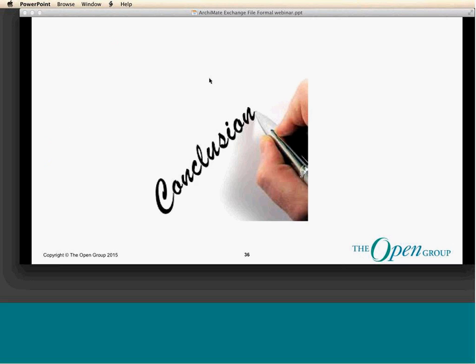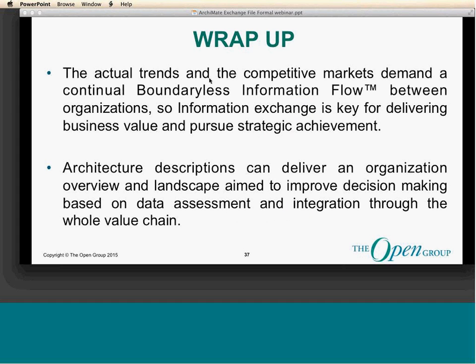Thank you very much, Andrew, and thank you also to our three vendor representatives for the demo. Making a little wrap up before we go to questions and answers: as we know, right now we have to face a lot of competitive markets that are demanding real and truly boundaryless information flow between organizations. So information interchange becomes a key issue for different organizations, no matter which sector or vertical they are in. Also, we now have architectural descriptions that can and should deliver organizational overview and value and improve decision making.